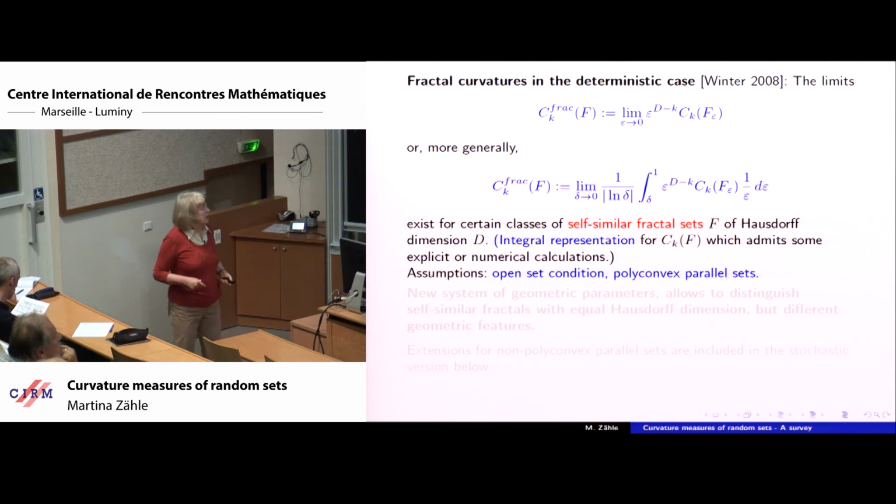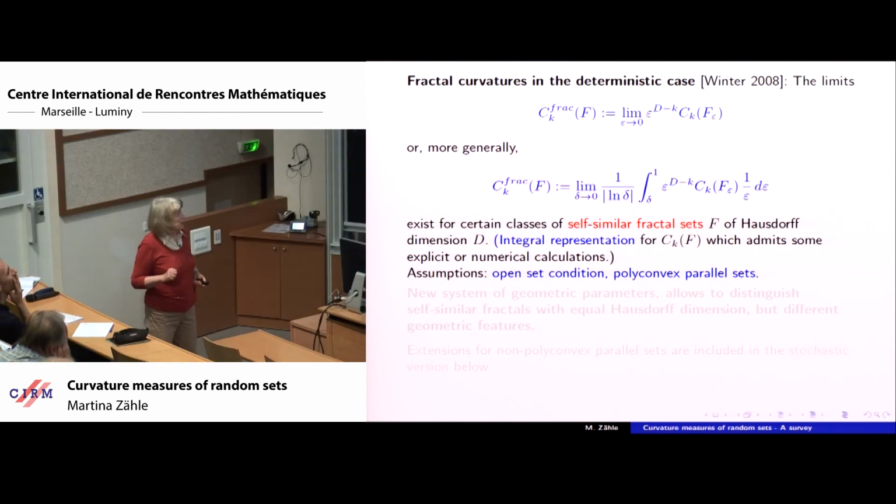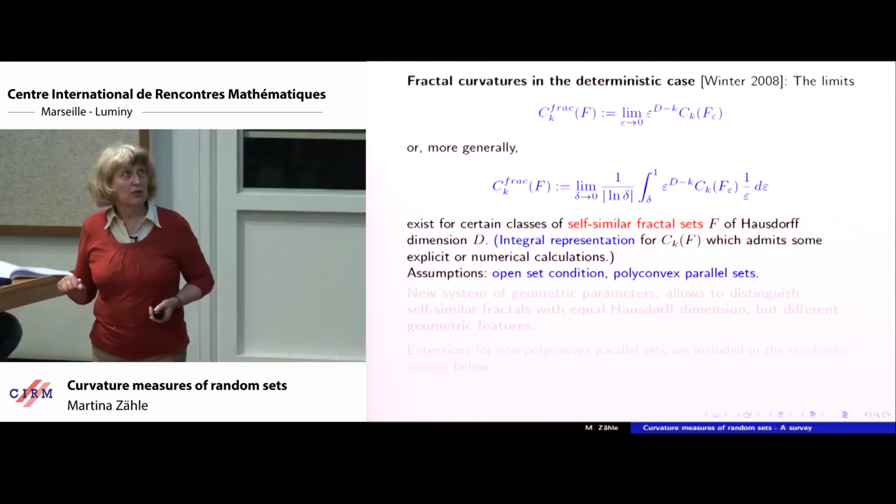He considered certain classes of self-similar sets. I will introduce a little bit later what is meant by this. He showed that under certain conditions, this limit exists if you take the right rescaling. Namely, if epsilon is the distance, then you take epsilon to a certain power. And the power depends on the dimension of the fractal set, it's the capital D, and the order of the curvature, this is the order K. Yeah? If you take this rescaling, then he could show that under certain conditions such a limit exists, and this was introduced as the K-th fractal curvature of the given set F.